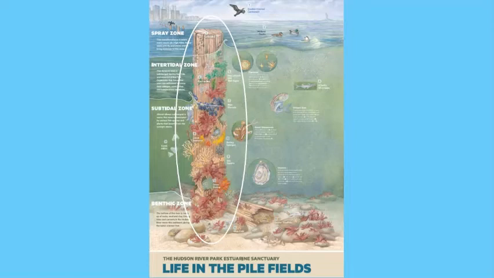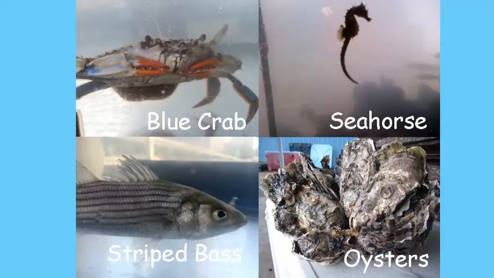Well, let me introduce you to a few up close. Among the piles of Hudson River Park, we can find animals like blue crabs, seahorses, oysters, and many different types of fish like the striped bass.